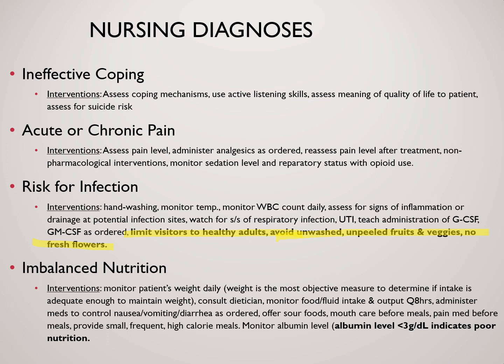Imbalanced nutrition is also important for your cancer patients. You want to monitor their weight daily. And weight is the most objective measure that you can do to determine if their intake is adequate enough to maintain their weight. So weight is the most objective thing that you have. Is their intake meeting their requirements to maintain their weight? Of course, they're going to have a dietitian on board.